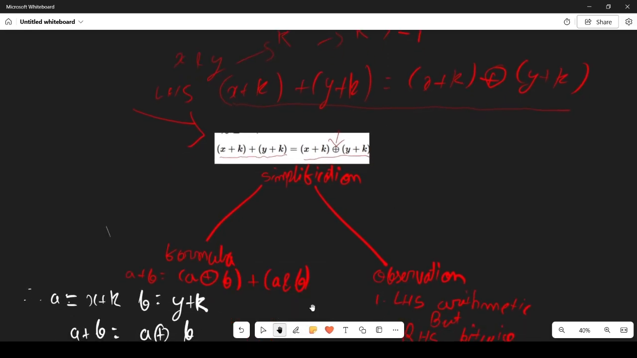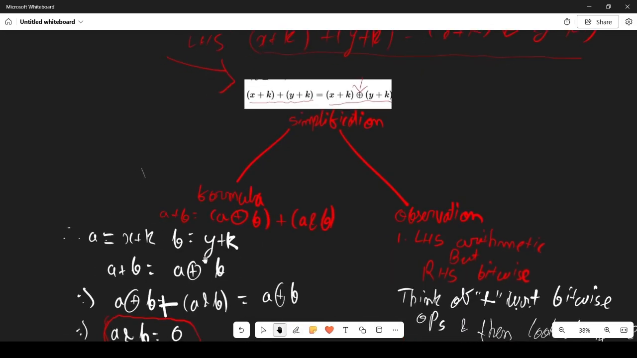Okay, that is, either we should just consider the left hand side and the right hand side both as arithmetic operations or as bitwise operations. So you can go around two ways. One is pretty much formula based, that is, if you know the formula, then you can easily simplify it. So what the formula says is that if you have two integers, say a and b, and if you do a plus b, then that can be represented as a XOR b plus a bitwise AND b.